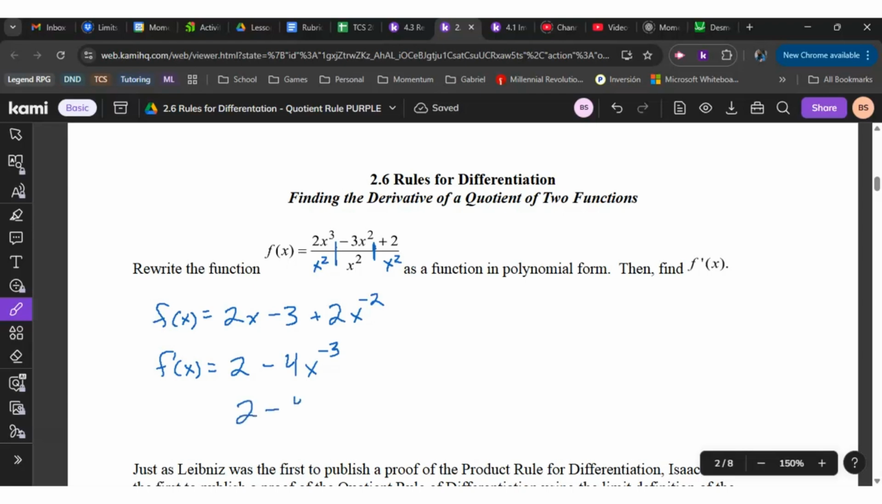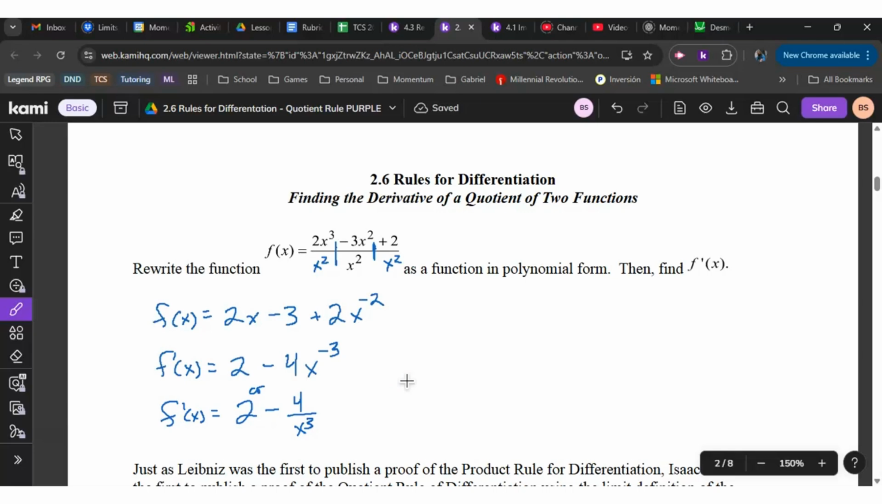Maybe you want to write it with a positive exponent like this, but those are both correct. I would accept either of them. I don't really care which way you do it, unless I specifically say write it with positive exponents, in which case you better show me the second one. All right. So that's how we found it using our old method.